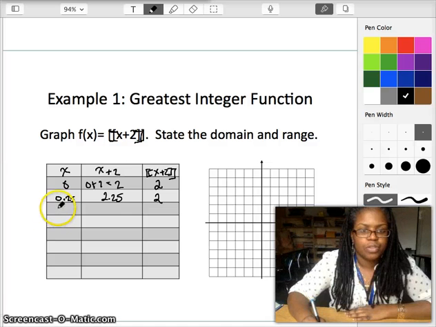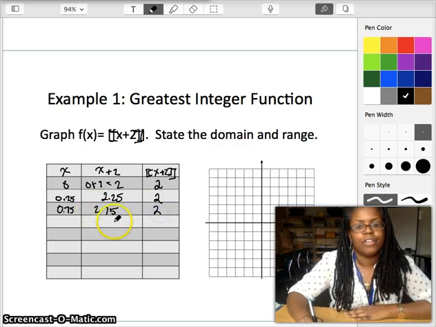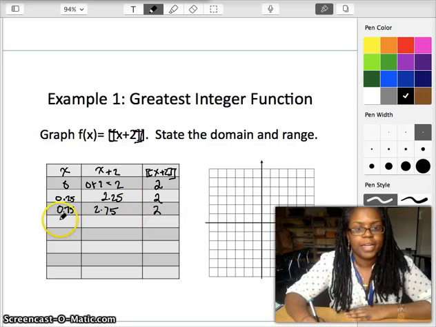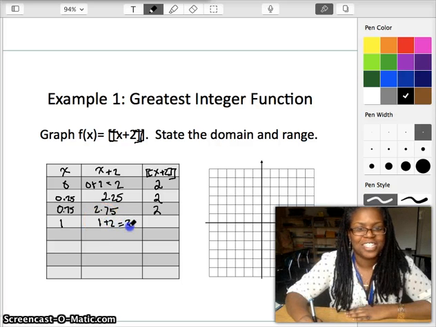And then I can continue that. So I think you guys are getting the fact that if I did 0.75, I get 2.75 here, but it would still be 2 because I haven't turned 3 yet. But as soon as I get to 1 here, 1 plus 2 is 3. The greatest integer less than or equal to 3 is 3. And 1.1 would give me 3.1, still 3. So anything from 1 all the way up to 2 is going to give me 3.